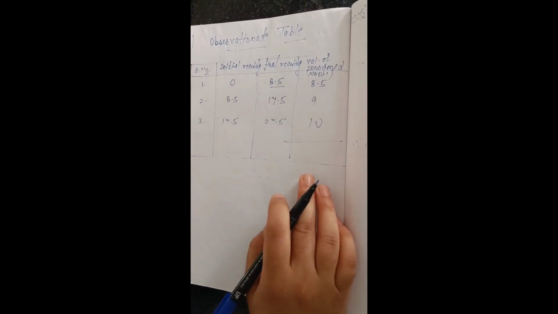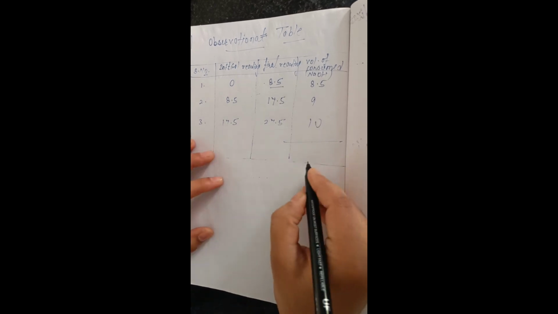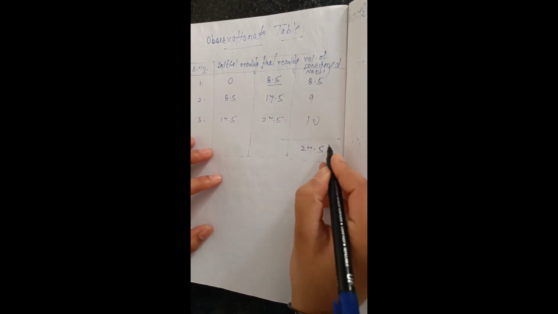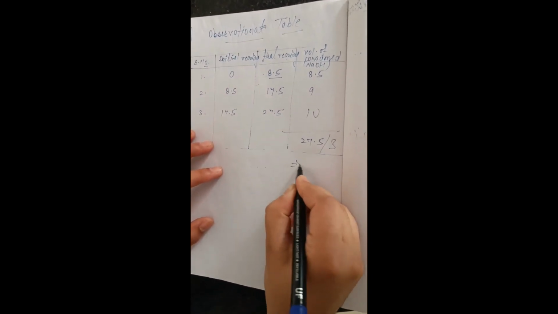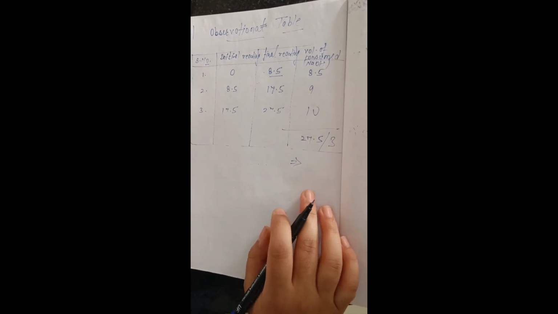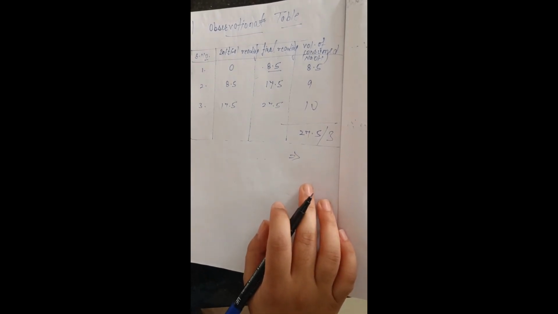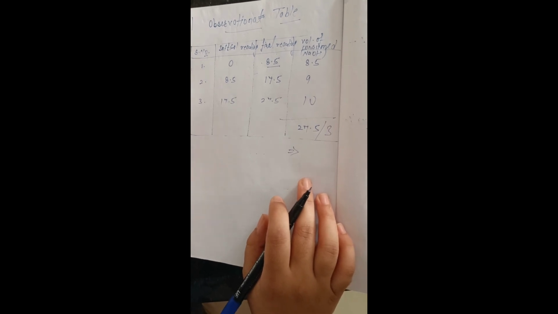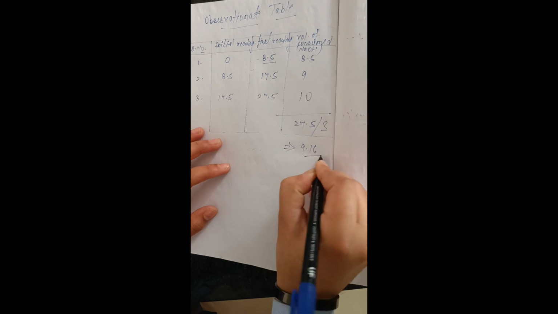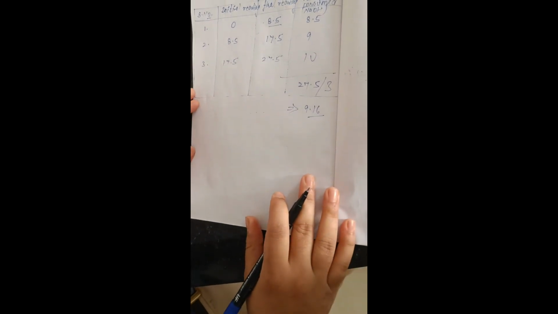Now we will take the mean of the NaOH consumed. First we will add: 8.5 plus 9 plus 10, it will be 27.5, and it will be divided by 3 because we are taking 3 observations here. So 27.5 divided by 3 will be 9.16. Okay, now we will do the final calculation here.